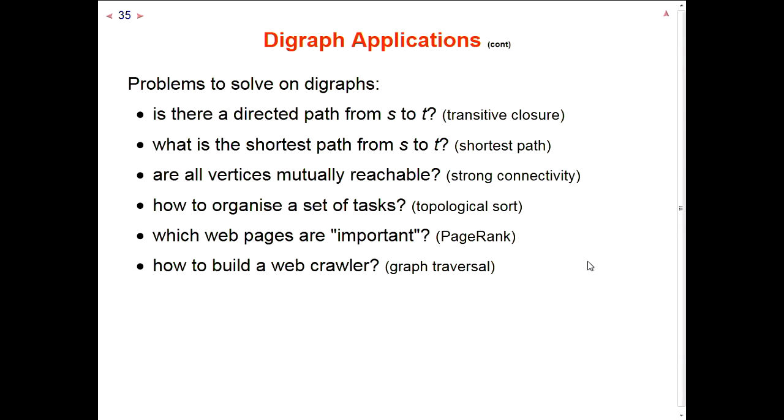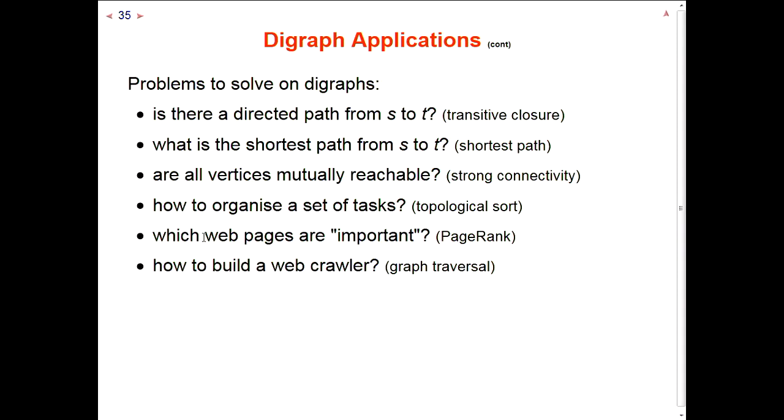What are interesting problems to solve on digraphs? We might be interested in finding out if there is a directed path, reachability, and transitive closure, and this is the last problem that we will be looking at today. Shortest path from S to T: we won't be looking at this today, but next week when we also introduce weights. Strong connectivity: are all vertices mutually reachable? Topological sort might be if you have this task network and one has to precede another, is it possible to arrange all the tasks in such a way that all the precedence relations are satisfied?